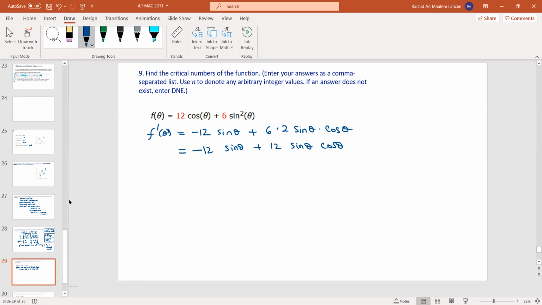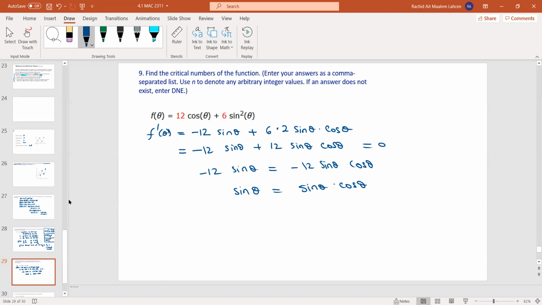And now for the derivative to be 0, it means we need to solve this. Negative 12 sine theta equals negative 12 sine theta cosine theta. So divide by negative 12 on both sides.